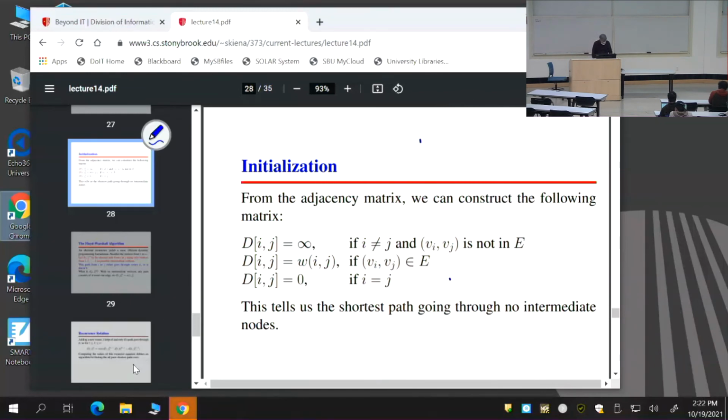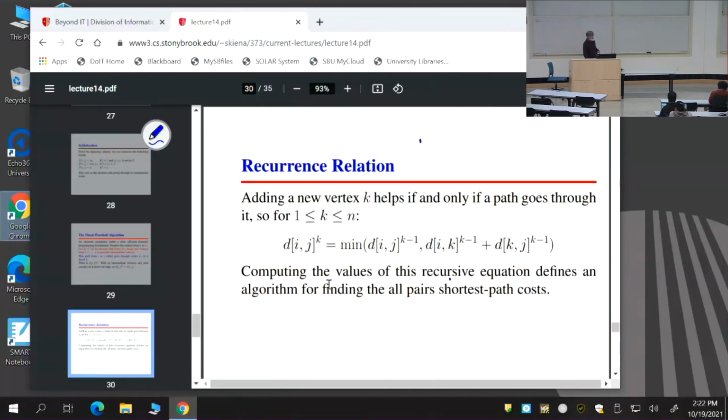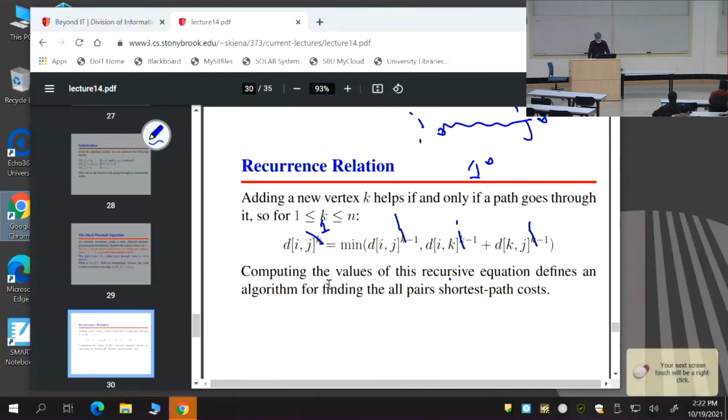Now, let's look at a magic recurrence. Okay? What if I'm now going to allow you to go through vertex 1 as an intermediate? What is the shortest path to get from I to J if I'm allowed to use vertex 1 as an intermediate? I claim that there are only two possibilities. One is you go from I to J without using vertex 1. What's the shortest path to get between Stony Brook and Smith Haven Mall, which doesn't pass through Chicago?